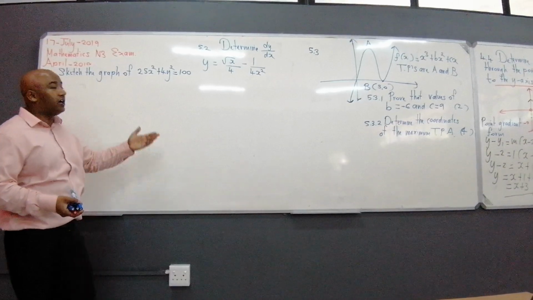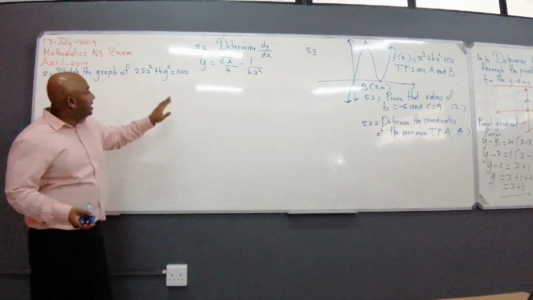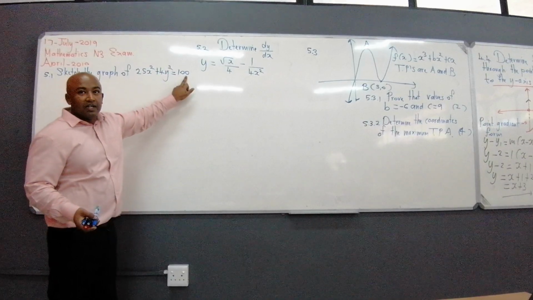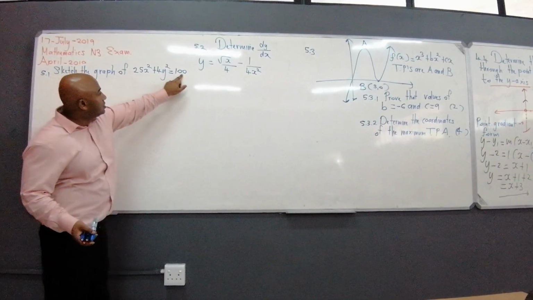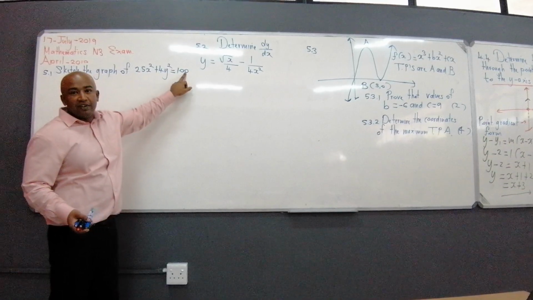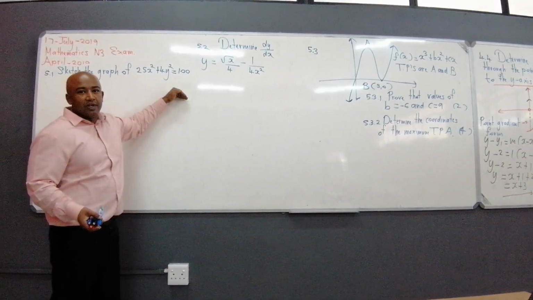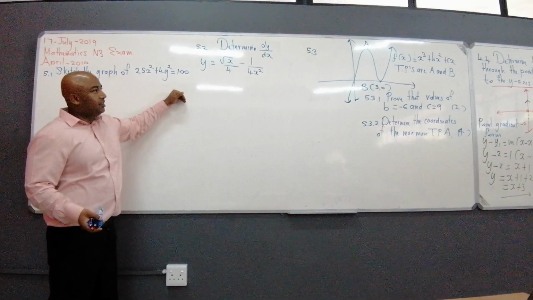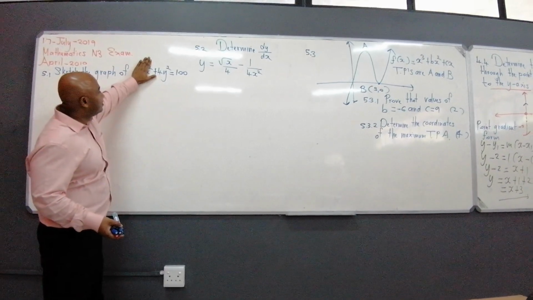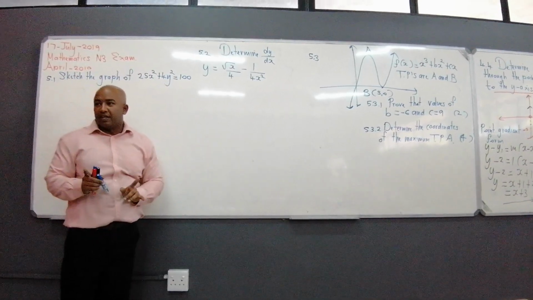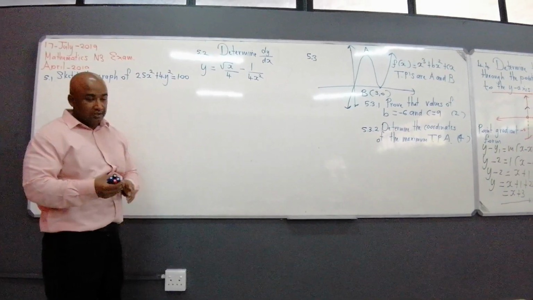You can always work out the x and y intercepts. If I let y equal to 0 here, then 25x squared is equal to 100. So x squared is equal to 100 divided by 25, which is 4, so x is equal to plus or minus 2. Then if I let x equal to 0, definitely the x and y are not equal here. Can you see that? That's one way of doing it.